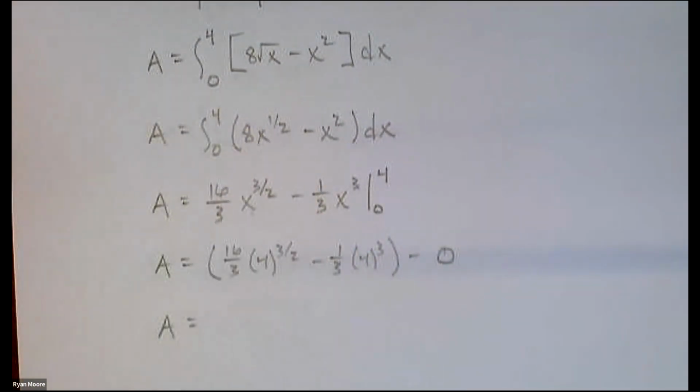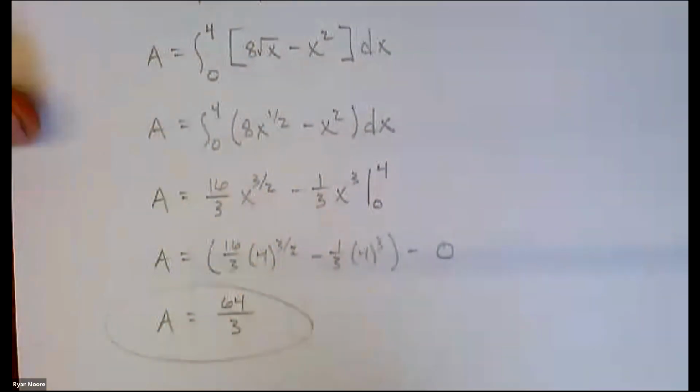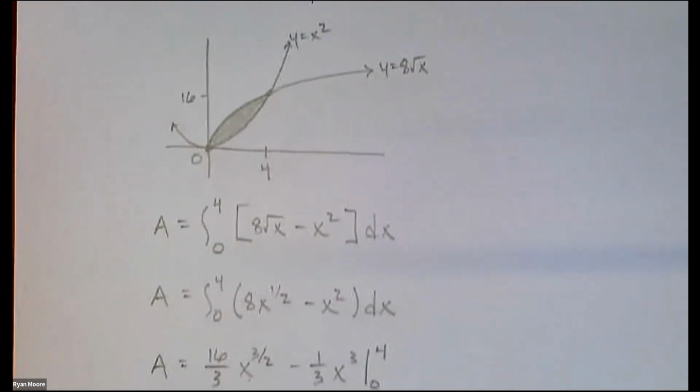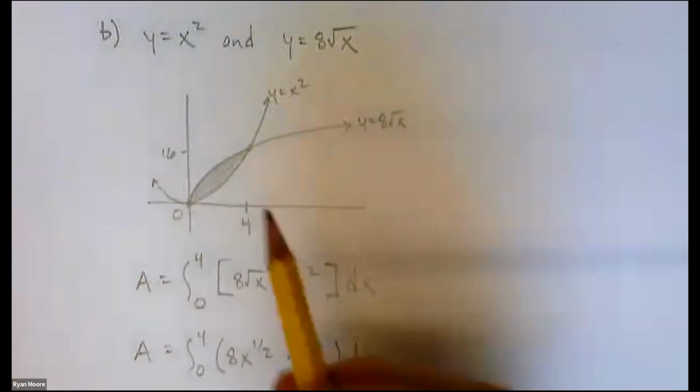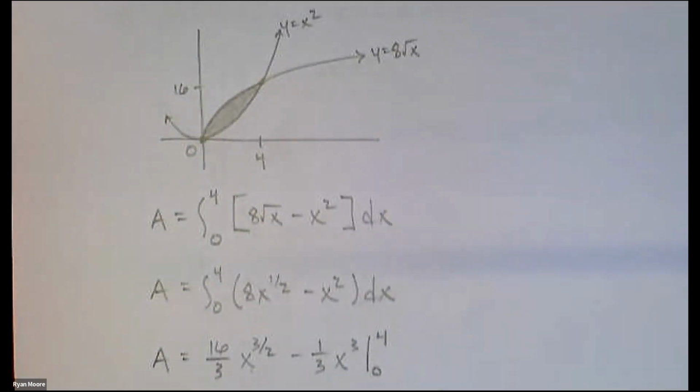Okay, let's see. Putting this in, grab my calculator. 16 over 3 times 4 to the 3/2 minus 1/3 times 4 cubed. 64 over 3. We got it. The exact area, 64/3. I mean, who would have thought that that area would come out so nice? 64 over 3. Exactly. Wow.